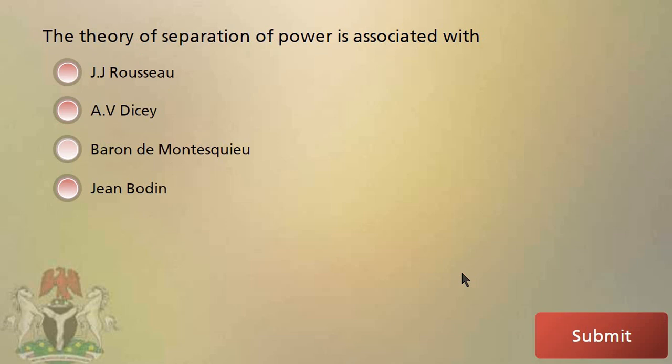Alright, question 6. The theory of separation of power is associated with which one of these names? The right answer is C. Baron de Montesquieu.